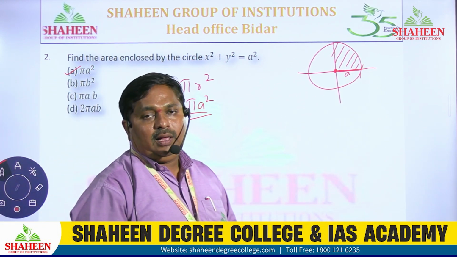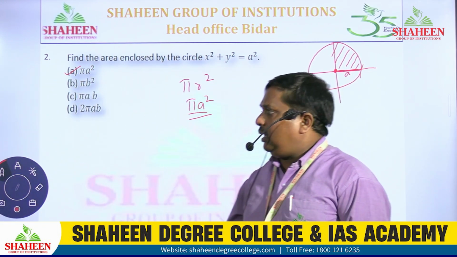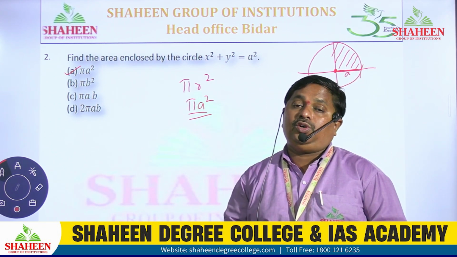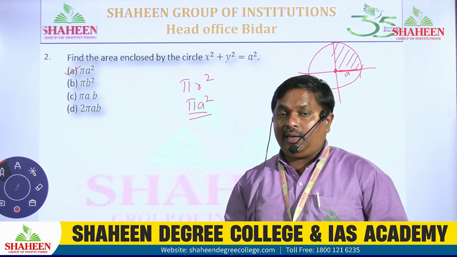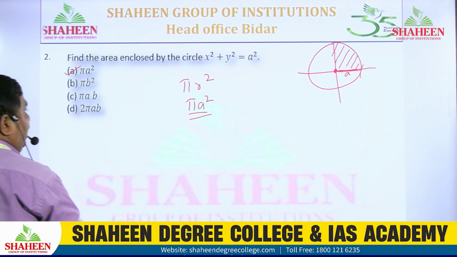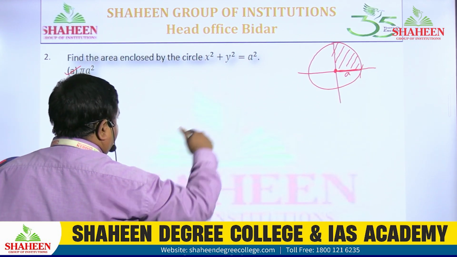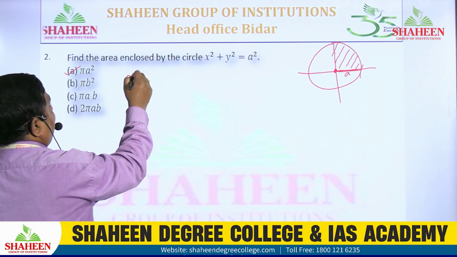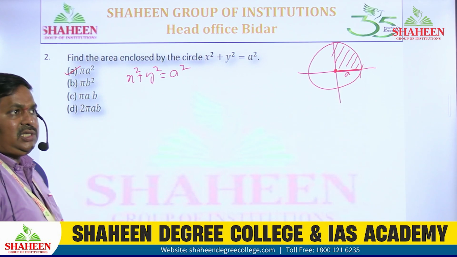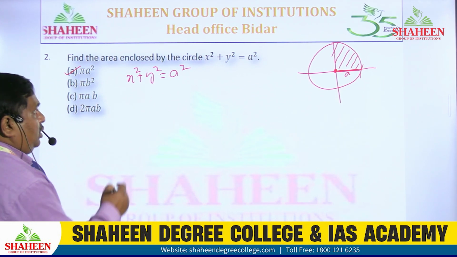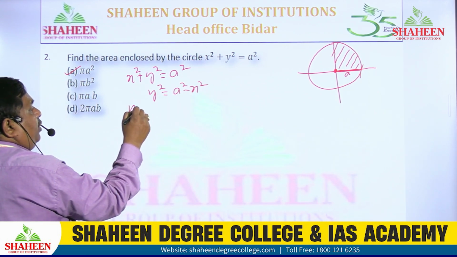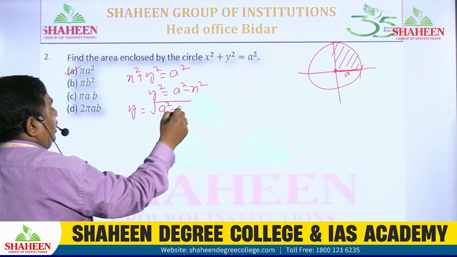If you remember the pi r square area of circle formula, then directly you can put that pi a square is the correct option. Suppose you don't remember that pi r square is the area of a circle formula, then I'll tell you how to find the area by integration here. What is the curve equation here? The curve equation is x square plus y square equal to a square. Let us write this equation as y is equal to. This becomes y square equal to a square minus x square, and this becomes y is equal to under root a square minus x square.